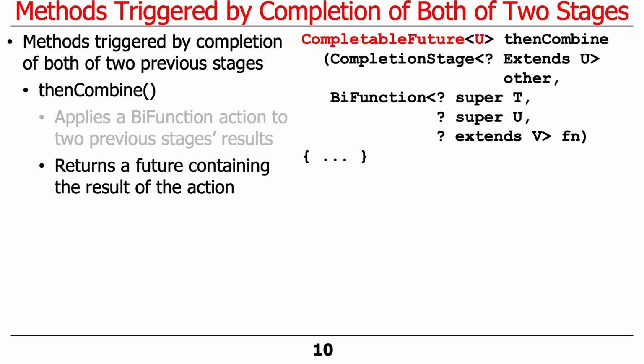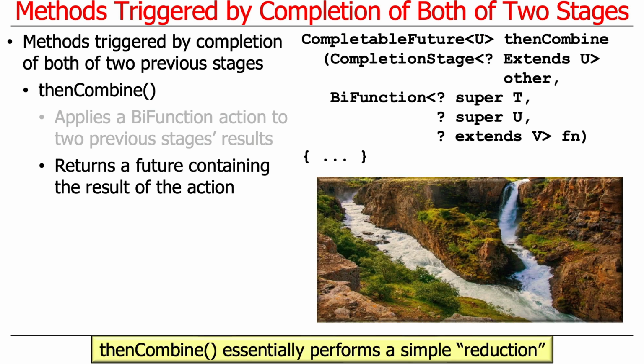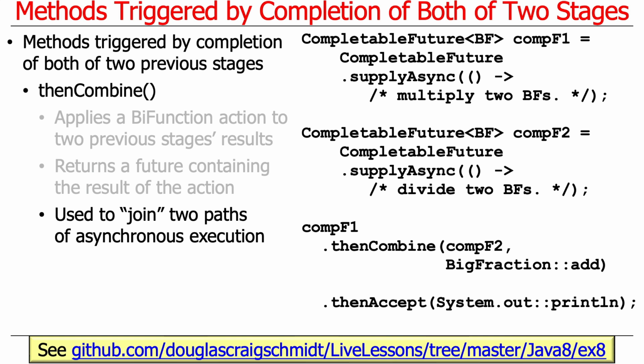Notice that with thenCombine, that BiFunction is run synchronously in whatever thread is calling it, which is typically the calling thread that was used previously in the previous completion stage in the chain of calls that are being made. So you can think about thenCombine performing a simple reduction of two previous stages. It's like two streams coming together, although they don't really work as streams, but it's reducing stuff. You typically use thenCombine to join two paths that are running asynchronously.